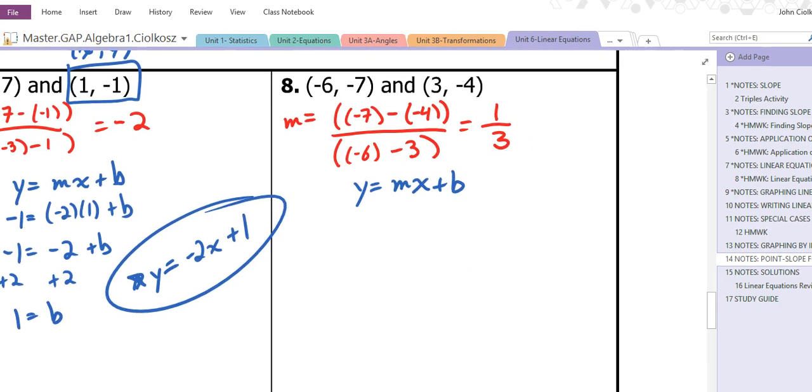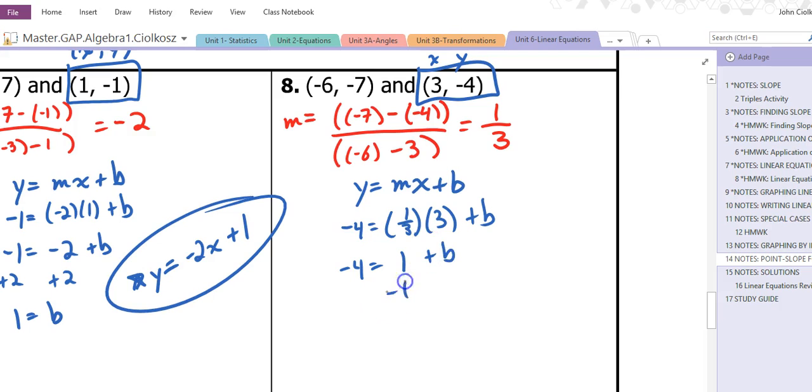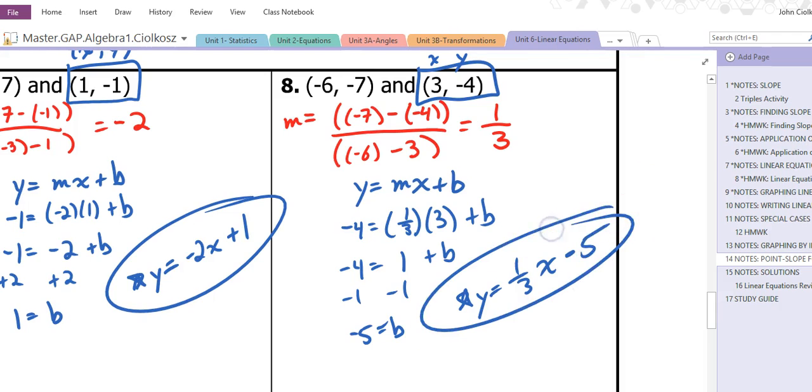For 8, we can again use either point. Well, 3 and 4 look smaller than 6 and 7. So here's my x and my y. So I'd have negative 4 is equal to m, which is 1 over 3, times x, which is 3, plus b. So my final answer, y equals m, x. It's negative 5 for my b, so I'm minus 5.